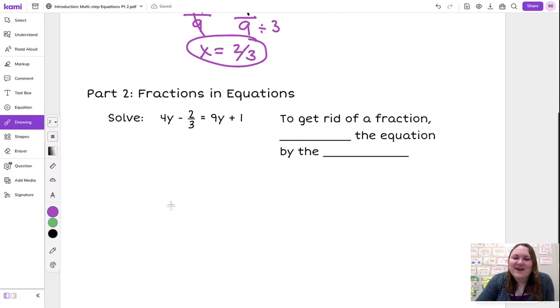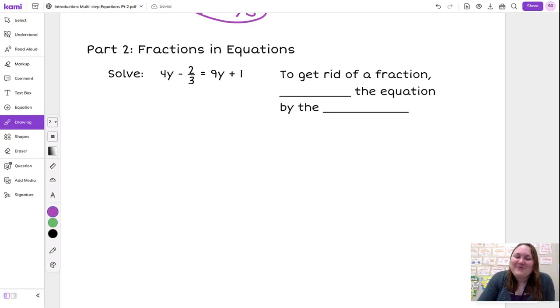In the second part of this lesson, speaking of fractions, we're going to look at equations that have fractions in them and talk about an easier way to help us solve these. For example, I have the equation 4y minus 2/3 equals 9y plus 1. What I want to talk about is that 2/3 there, that fraction. At some point, if we were trying to solve this equation the same way we solved the equation above, I would be adding 2/3 on both sides and having to do 1 plus 2/3.